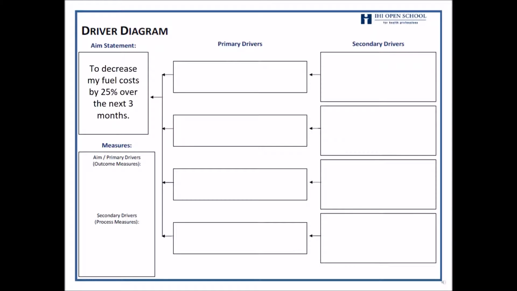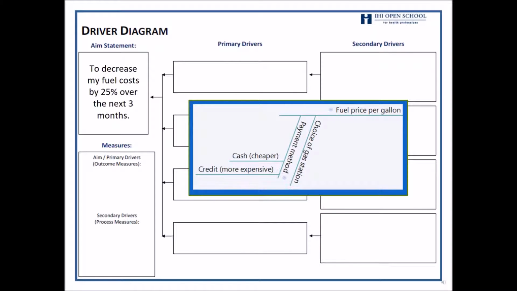Now let's use our fishbone diagram to fill in our driver diagram. We start with a primary driver, which is, again, a high-level factor that we need to influence, and those are often the main bones on our fishbone. So first we can look at, for instance, the fuel price per gallon that we're paying. That could be a primary driver. But then the secondary drivers are the finer bones, the more concrete things that we filled in, which can be acted upon. For instance, the secondary drivers under this primary driver would be the choice of gas station and then the payment method that I'm using.